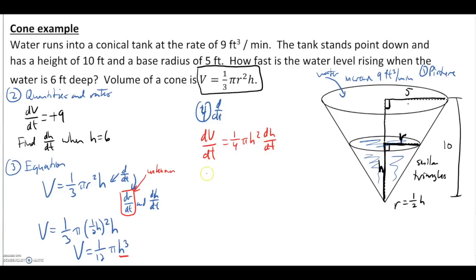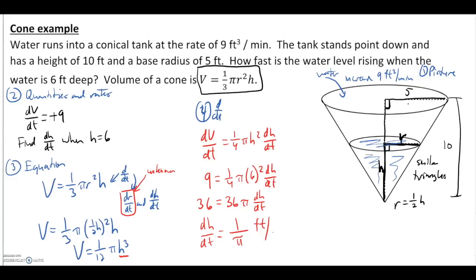And we can substitute everything we know. The volume's changing by 9. This 1/4 pi, our height level we want to look at is 6 squared, dh dt, and get rid of that 1/4 and make it 36 by multiplying 3 by 4. This will be a 36 pi over here, and dh dt will equal 1/pi, which we could turn into a decimal if we want, or we can just leave it and say that this is going to be feet per minute.